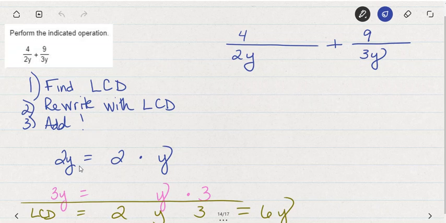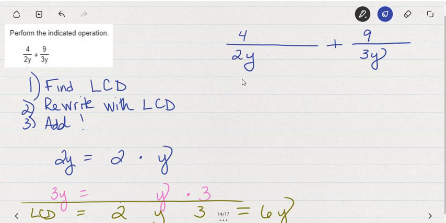So if we have a 2y and a 3y, we could look at the factors of 2 and y, and look at the factors of 3 and y, and we see that the least common denominator is going to need a 2. We'll only need one y and a 3. So the least common denominator will be 2 times 3, or 6, y. What does that do to our fractions?